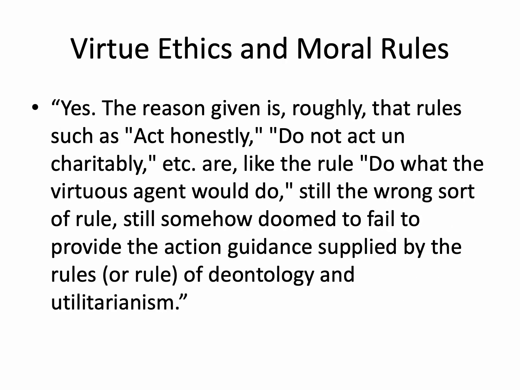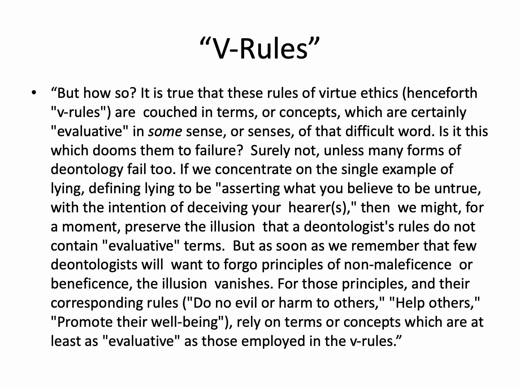So next up, she considers a possible objection. "Yes," she says, "the reason given is roughly that those rules, act honestly, do not act uncharitably, etc., are like the rule, do what the virtuous agent would do, still the wrong sort of rule, still somehow doomed to fail to provide the action guidance supplied by the rules of deontology and utilitarianism." But why is that exactly? Why are those rules better than the V rules? She says, "But how so?"